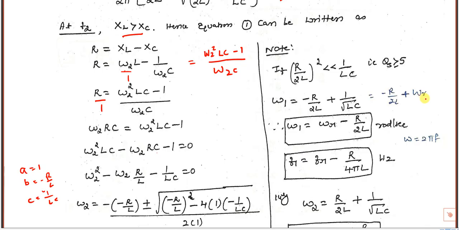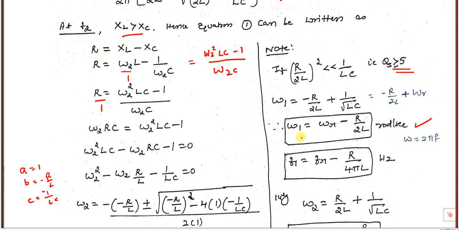Resonance frequency is given by 1 by root LC. So this is omega R. So it is omega R minus R by 2L. From the center frequency omega R, you have to subtract the R by 2L value. That is possible only if Q is greater than 5. That means the 1 by LC value is very, very high compared to the R by 2L whole square value. Similarly, omega 1 is this much.